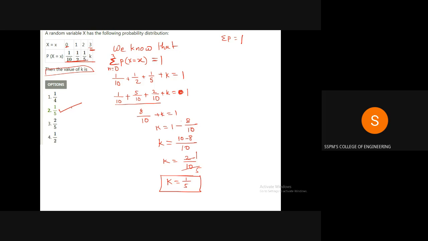So always remember that the sum of all the probabilities is always 1. Whenever such a question is asked, you have to add all these values and equate them with 1, and then solve it in order to get the value of the variable that is present in this row. Okay.